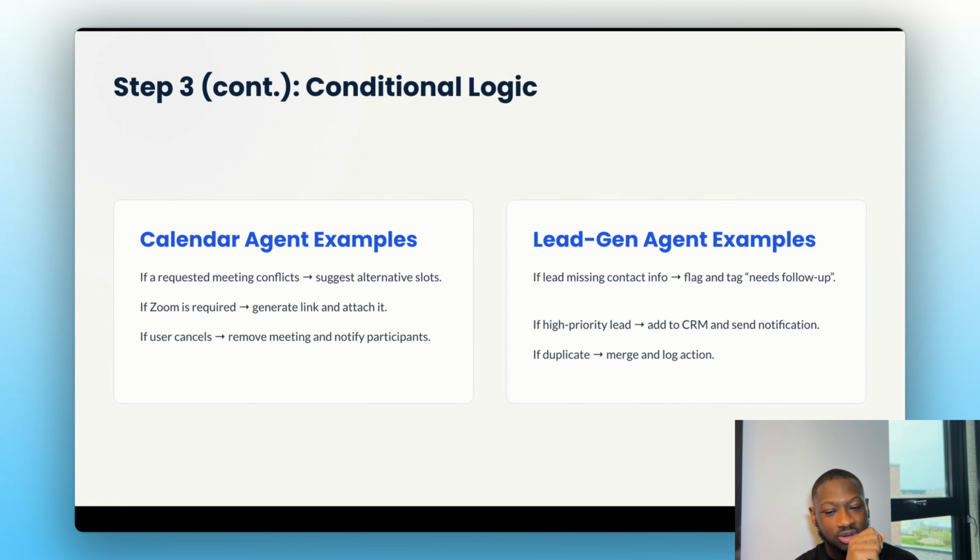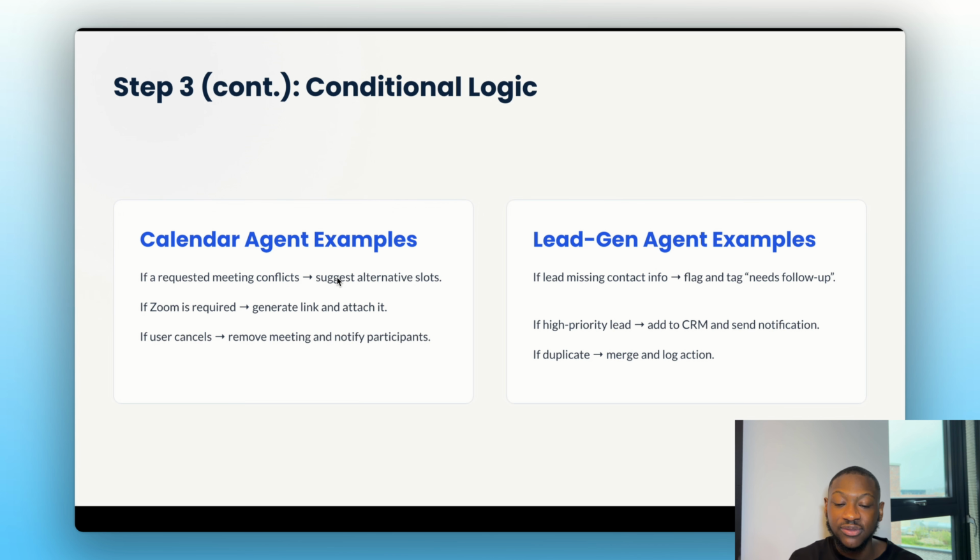So now, the conditional logic, which is a continuation of the task, step 2 that I just showed you. Going back to the calendar agent example, you're giving it conditional logic in the sense of an if-else statement. If a requested meeting conflicts, suggest alternative slots. So you don't just let it go on its own. If a requested meeting conflicts, it doesn't even know what to do. But here you're pushing it in a direction. You're not telling it what to do specifically, but you're pushing it in a direction, because if you push an AI in the right direction, it's more likely to do what you expect it to do. So here, we're telling it to suggest alternative slots.